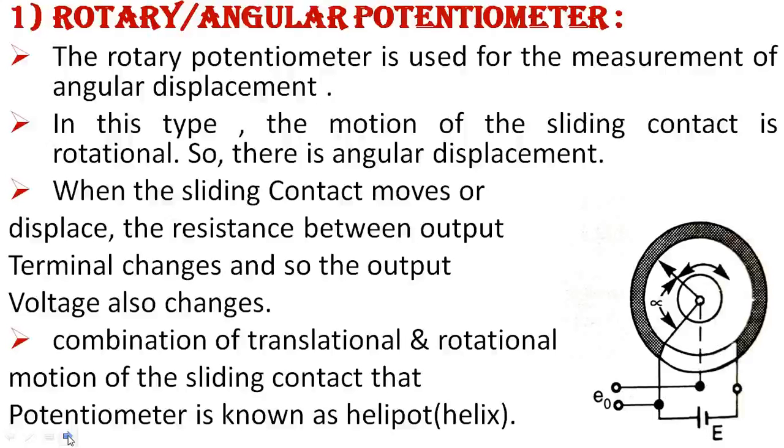There is also a combination of translational and rotational motion of the sliding contact. If the sliding contact motion is a combination of translational and rotational motion, then that potentiometer is known as the helipot, or the helix combination.